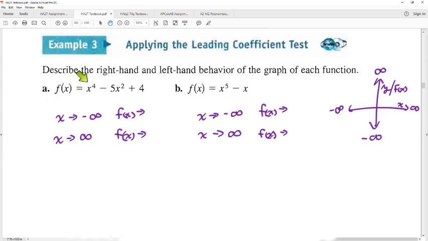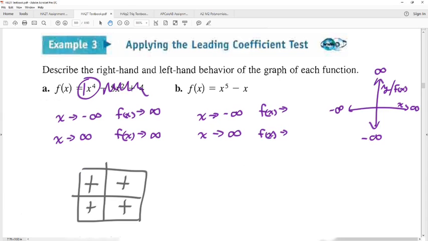All right. Now, what is the leading coefficient? Is it positive or negative? The leading coefficient is a positive 1. It's the number right in front of this term. Notice I don't care about the rest of the stuff. I only care about the term that has the highest exponent. So because it is positive, we know we're going up and then up.